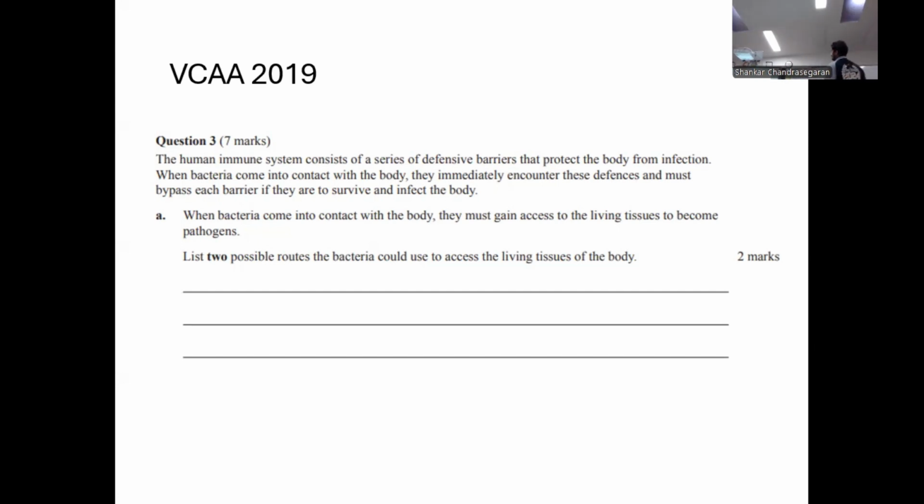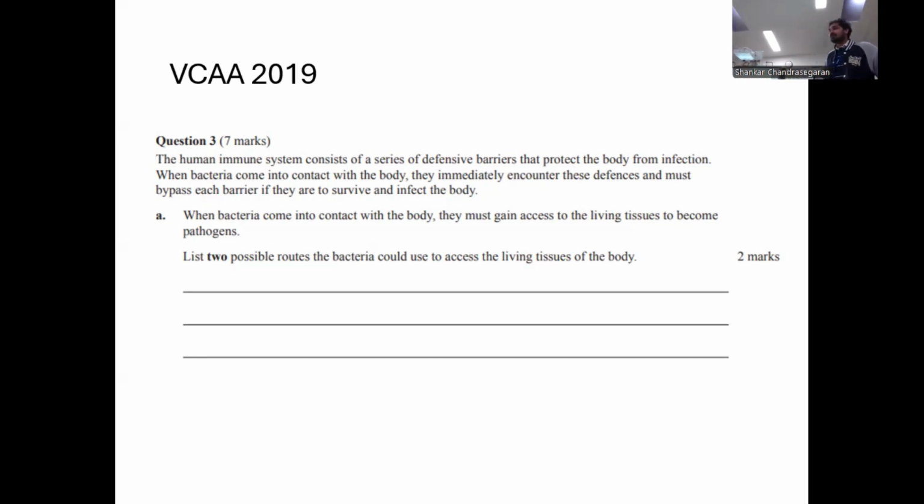Okay, what's the answer? Abi, what do you think? Technically, you're the only one who hasn't answered this question. Everyone else has. So what do you think? What are the two possible routes that bacteria could use to access the living tissue of your body? Through eyes, possibly. What's the other one? What's another one?